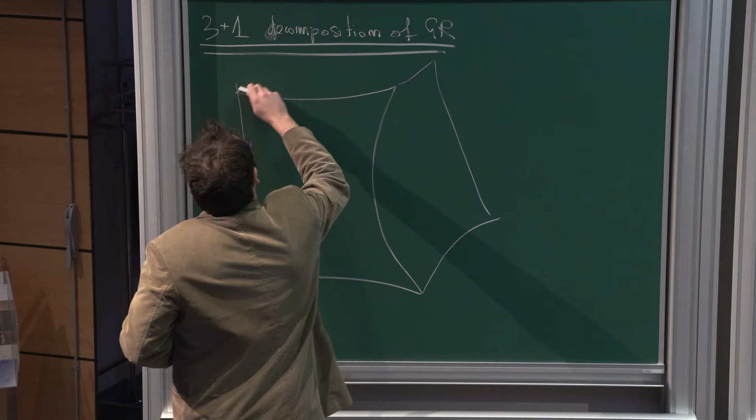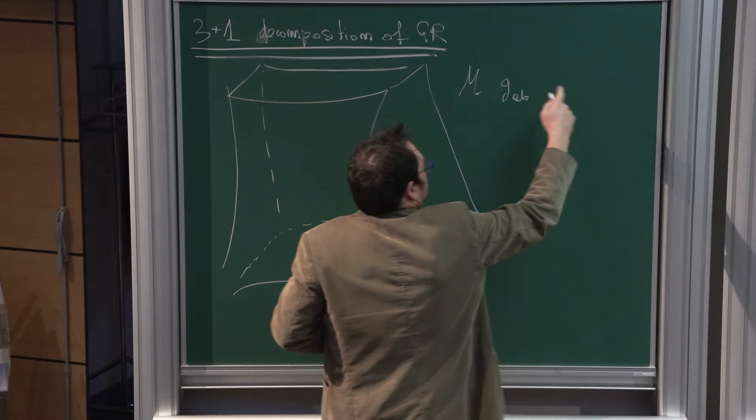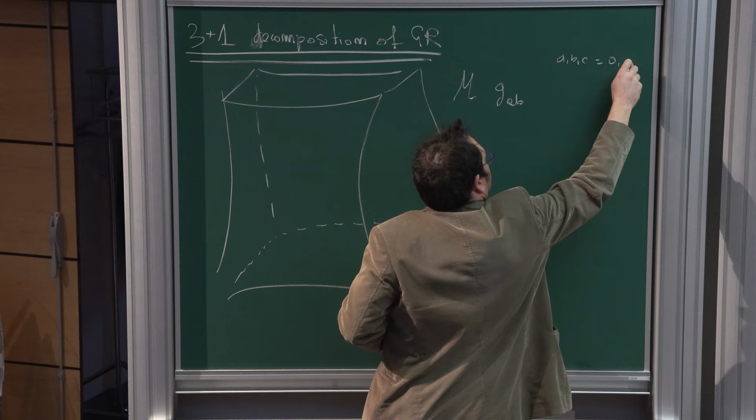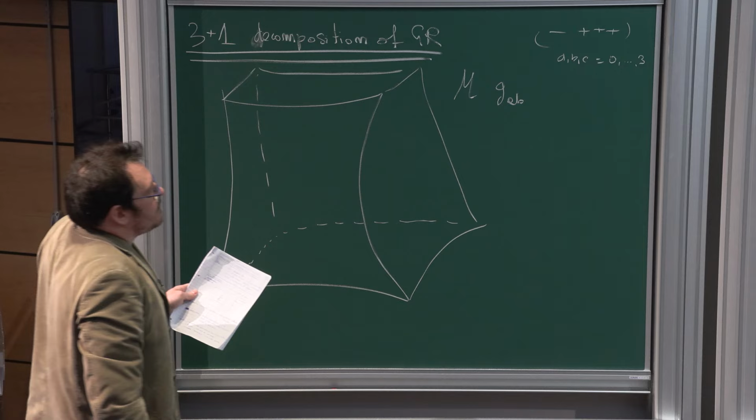I will always use this cartoon of our manifold. So this is our space-time M, our metric g_ab. I use indices a, b, c, and so on, and they go from 0 to 3. And the signature is minus plus plus plus in all the equations. I won't do any derivation, but just to mention this. So this is the starting point. Imagine this is the four-dimensional space-time.